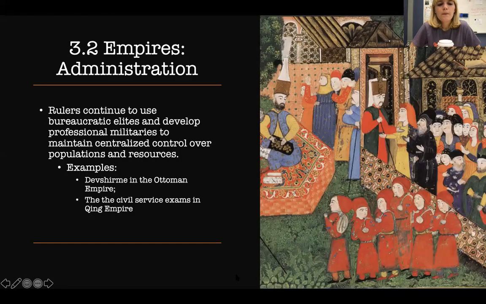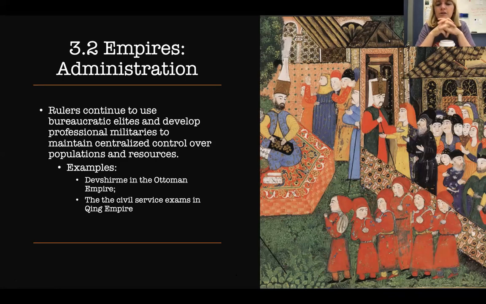Now, these empires are administered in a series of ways to make things organized. All right, rulers, caliphs, emperors are going to continue to use bureaucracies. So we talked about what a bureaucracy is. It's kind of like smaller government that serves the emperor and makes sure that the empire is run smoothly.